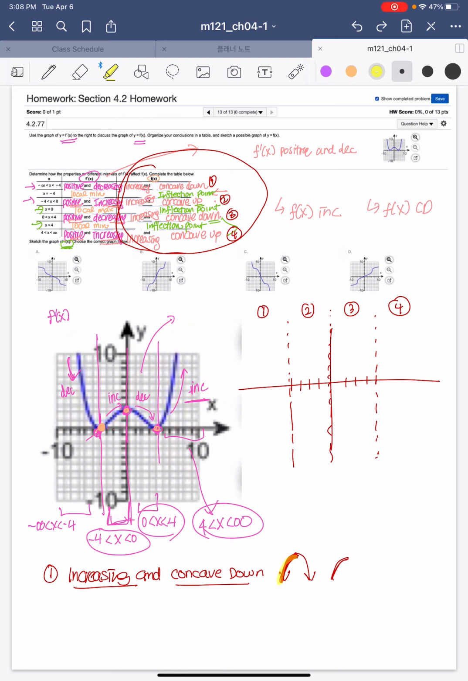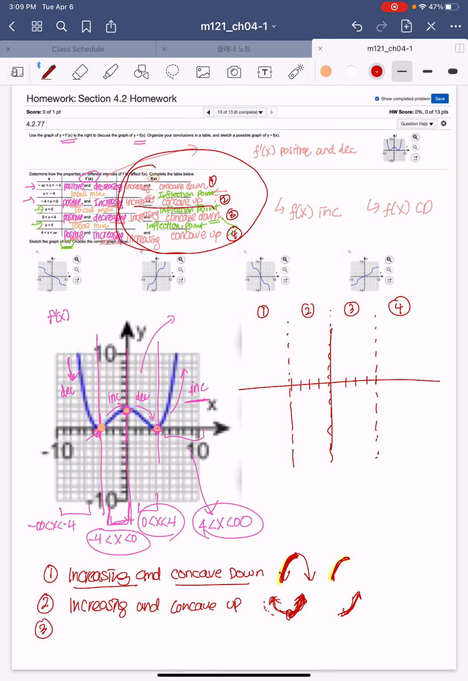Number 2 is right over here, increasing and concave up. What is that shape? Well, concave up generally is an opening-up parabola, and then you have increasing. Increasing means going up. This is decreasing, getting smaller, and then increasing. So this is the only part that I'm using. So I should have something like this part. Okay, so we have this one and then this one.